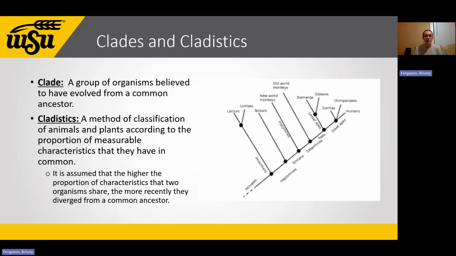Now, when you're trying to showcase any kind of cladogenesis, it's helpful to have a way to visualize all of that branching and how traits change over time. And we do this by separating groups of organisms into things called clades. So you're separating these groups based off of the idea that they have evolved from a common ancestor. Cladistics is just the method of classification of animals and plants according to the proportion of shared characteristics that they have in common. It is also assumed within cladistics that the higher number of characteristics that two organisms share, the more recently they shared a common ancestor.